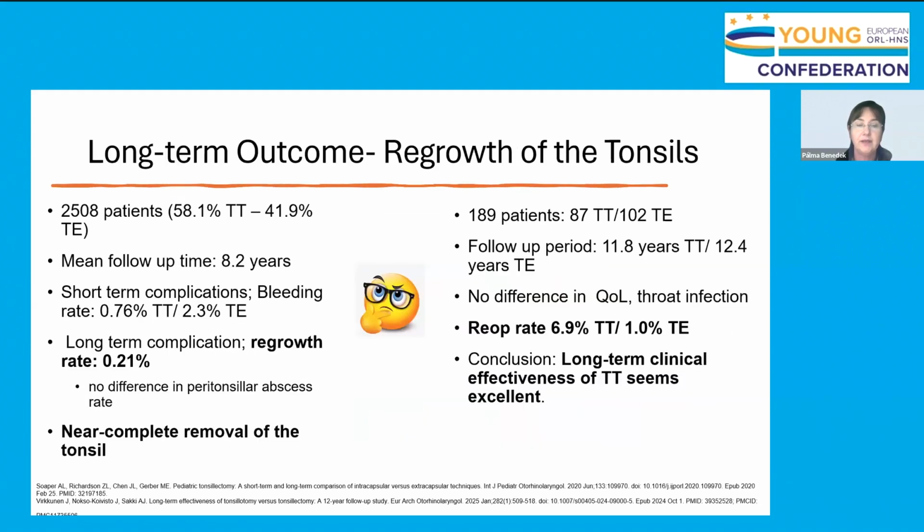The main concern about the intracapsular tonsil surgery is the regrowth of the tonsils. Here you can find two studies on this topic. The first is a large cohort with more than 2,500 patients with an 8-year follow-up. The short-term complications were the same as we mentioned above. As for the long-term complication, the regrowth rate was satisfying. It was 0.21%. And they concluded that it is related to the near complete removal of the tonsils.